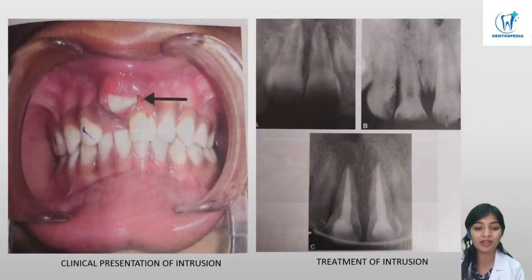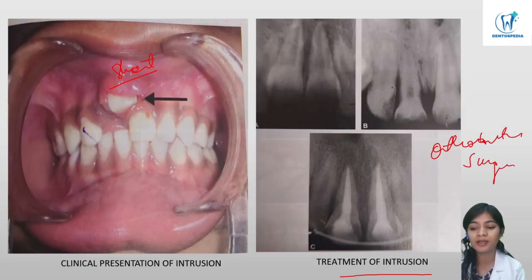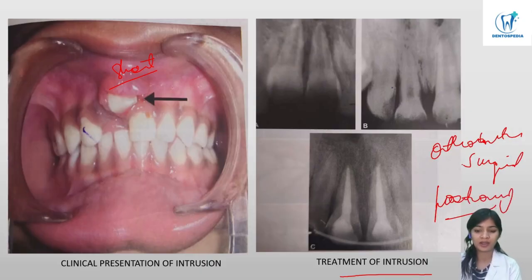You can see in the image that it has been pushed deep down into the alveolar bone. Understand? So it is appearing short, and you can barely see this tooth. So it has been aligned into the correct position with the help of an orthodontic wire. It has been brought back to the correct alignment with the orthodontic wire. So this is the treatment of intrusion by orthodontic or surgical repositioning. So this is intrusive luxation. Are you getting this?